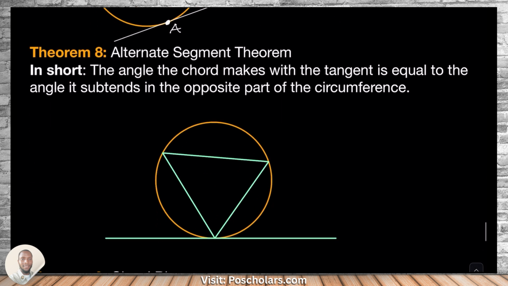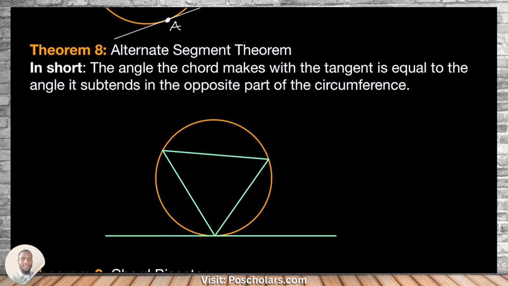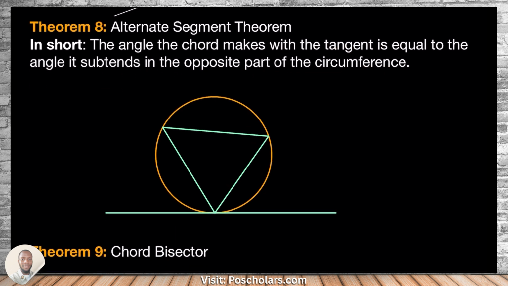Now move on to theorem 8. Theorem 8 is talking about the alternate segment theorem, and it says the angle the chord makes with the tangent is equal to the angle it subtends in the opposite part of the circumference. What the alternate segment theorem is saying is that if this is the tangent, then this angle, let me name it X, is equal to this angle, which is also what? X.